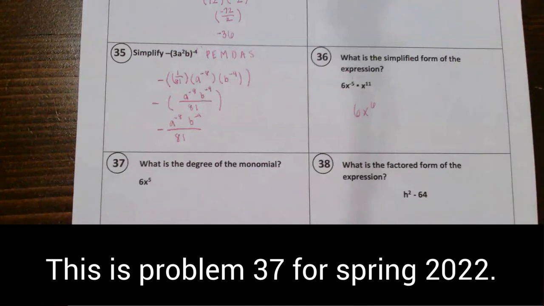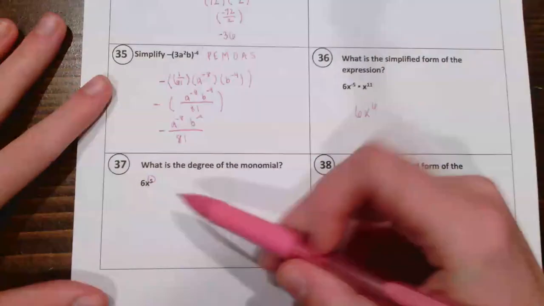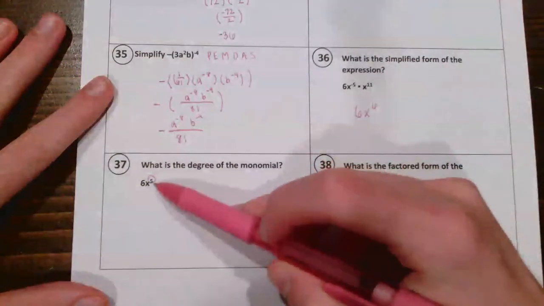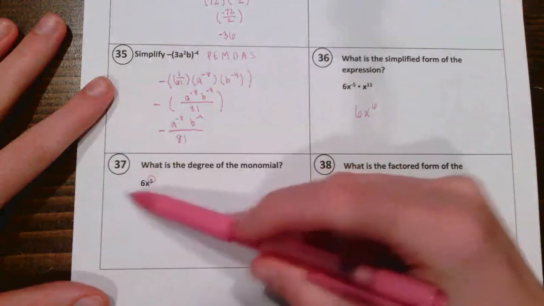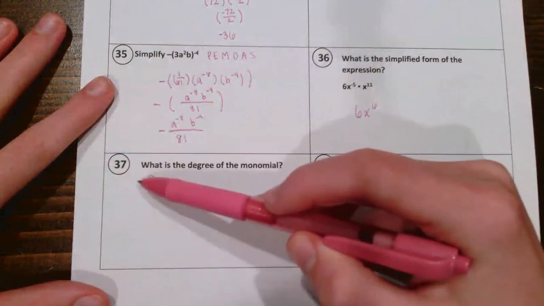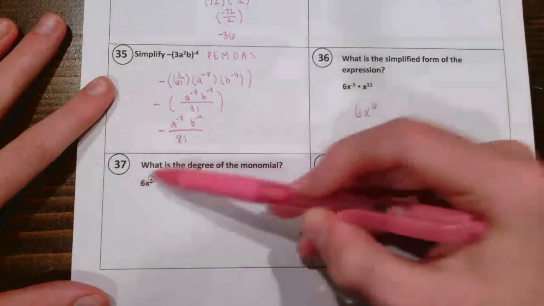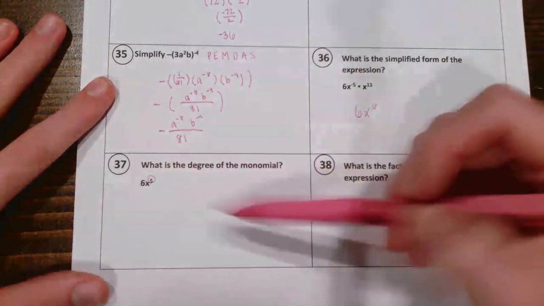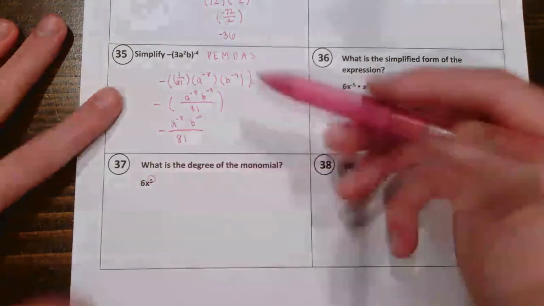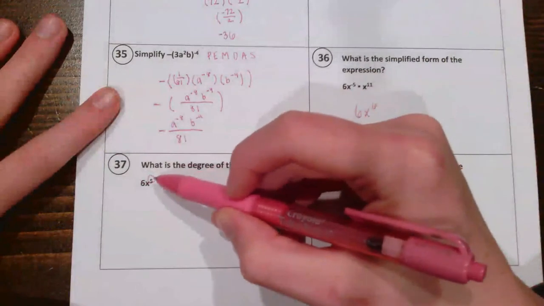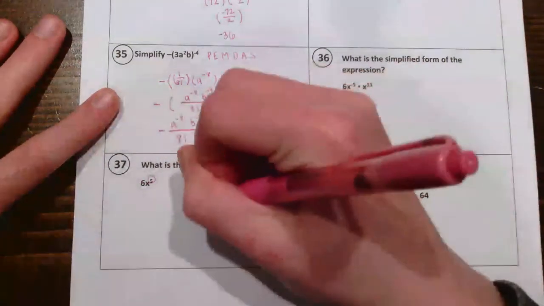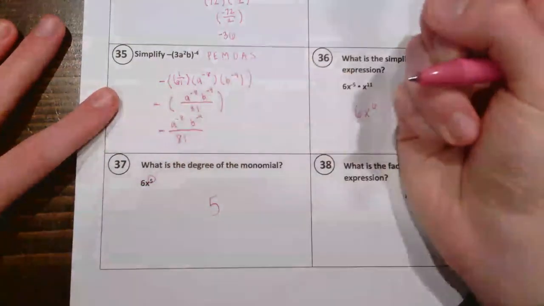On number 37, it's asking what the degree of the monomial is, and the monomial is 6x to the 5th. And all it's asking really is what this exponent here is. So that's the degree of this monomial. Now, this is super simple. If this were a 4, it would be to the 4th degree. If this were a 3, it would be to the 3rd degree. And since this is to the 5th, it is the 5th degree.